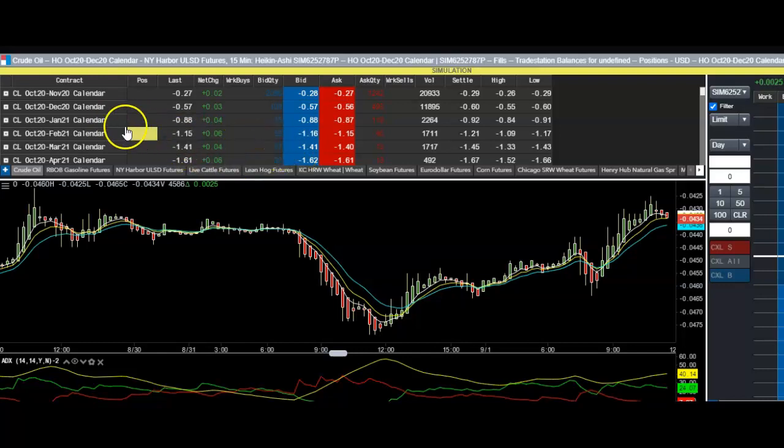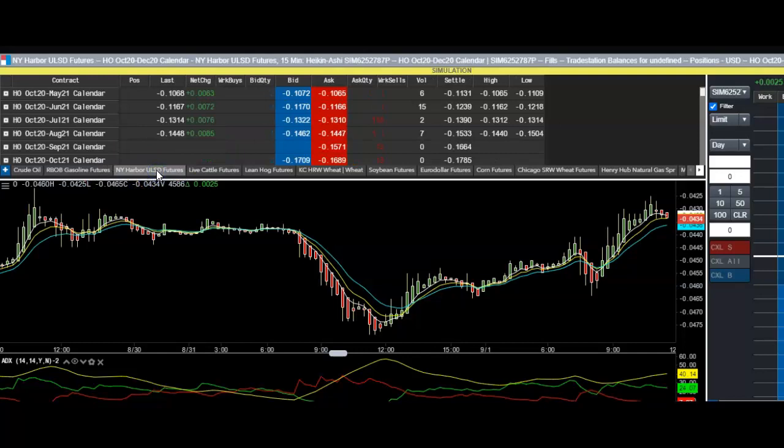And then look at the moves. It's like junk. 30 bucks, 40 bucks, $6, trash. Look at heating oil, okay? 15 ticks, 25 ticks. This is the one I've been playing the last 2 days. And taking at least half of that move is, you know, not a bad day.